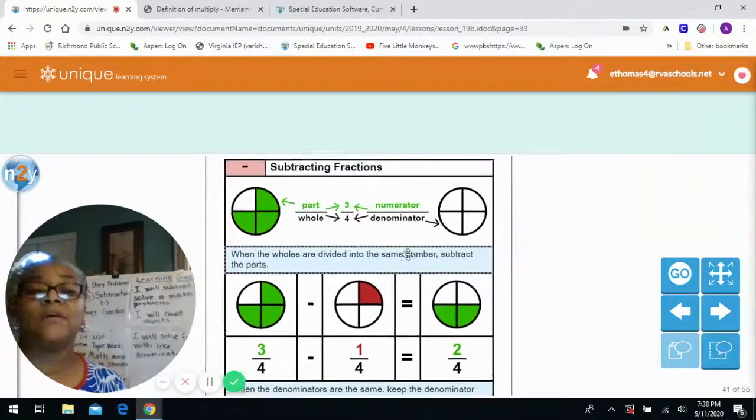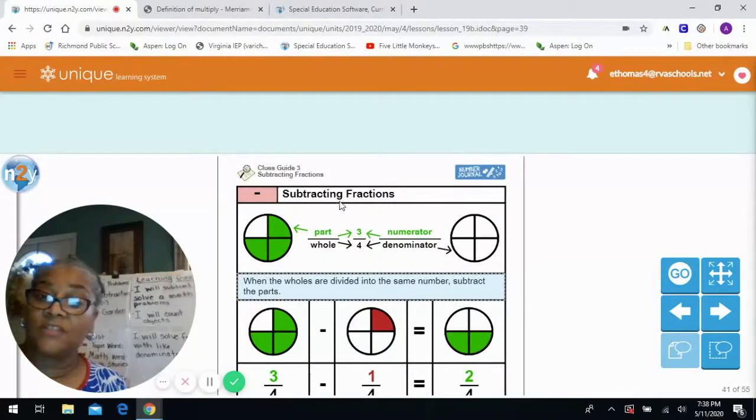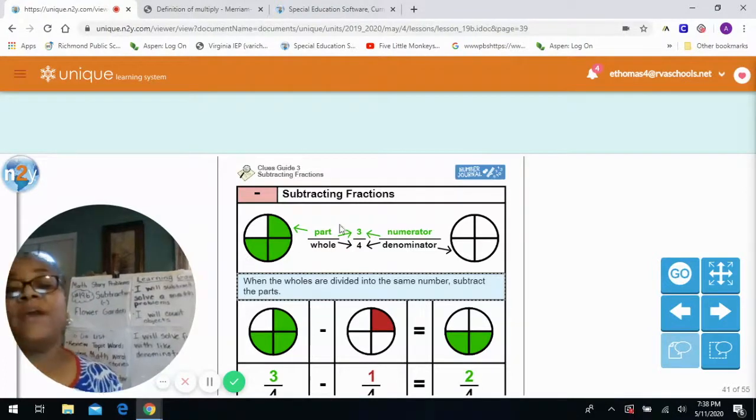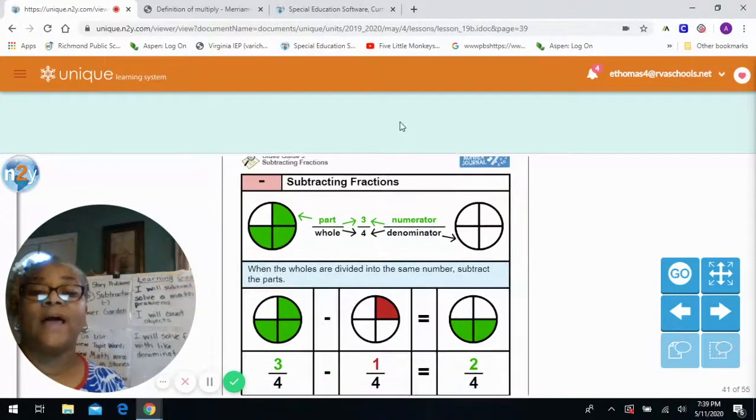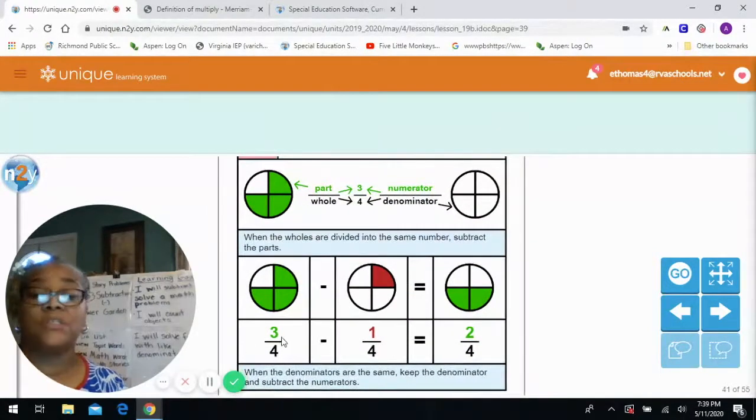All right, so remember last time we did adding fractions. Now we're going to do subtracting fractions. Now it's the same thing. We have a part, which is the numerator, and we have a denominator, which is the whole. Okay, so now we have three parts, and so the fraction is 3/4. So when the wholes are divided into the same number, subtract the parts. Remember, when it has like denominators, when it's the same, you just subtract the numerators. You just solve the numerators.